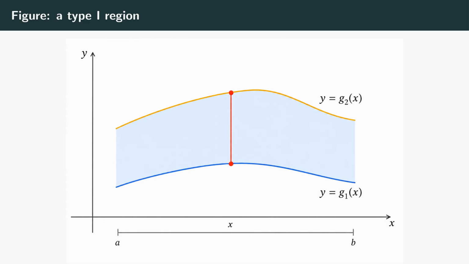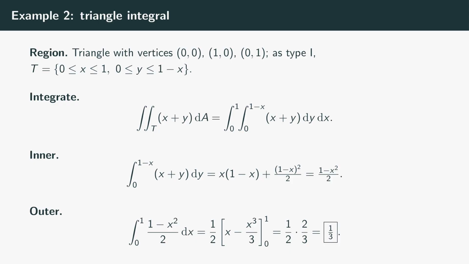The iterated integral over this region is the integral from a to b of the integral from g sub 1 of x to g sub 2 of x of f of x, y dy dx. The inner integral integrates along the vertical strip. The outer integral sweeps that strip across the interval from a to b. Notice that the inner bounds g sub 1 of x and g sub 2 of x are functions of x, while the outer bounds a and b are constants. That's the type 1 template. Type 2 is the same idea with the roles of x and y swapped: horizontal strips, x between functions of y, y between constants.